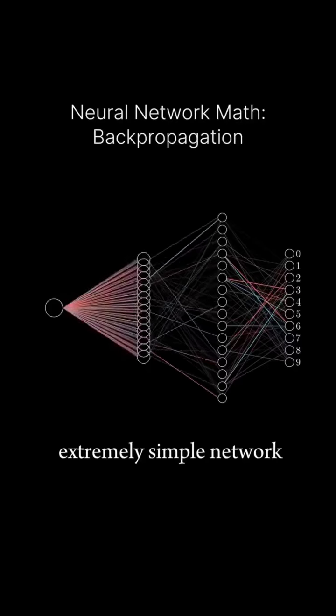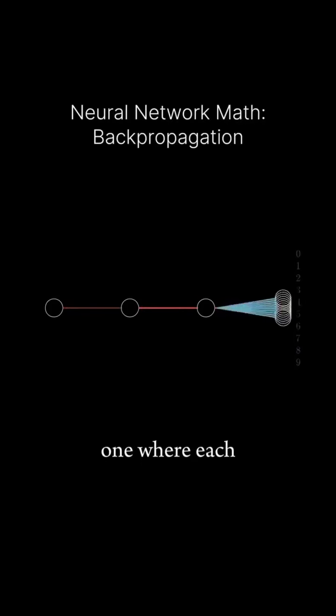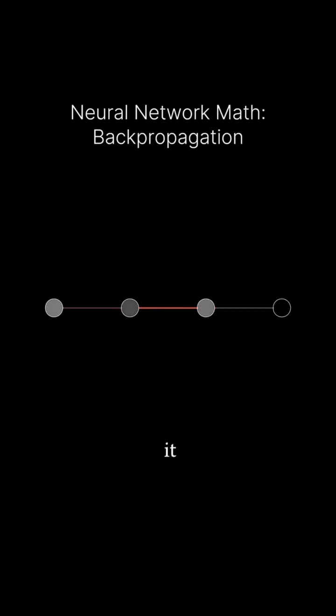Let's just start off with an extremely simple network, one where each layer has a single neuron in it. So this particular network is determined by 3 weights and 3 biases, and our goal is to understand how sensitive the cost function is to these variables.